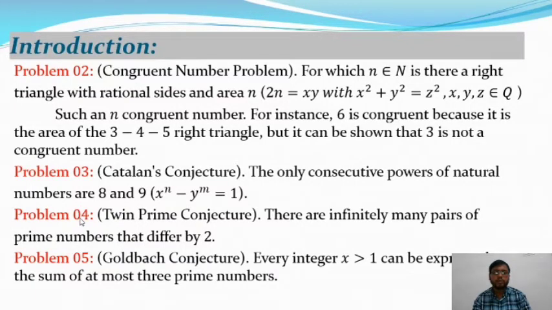Moving on to the fourth problem, the twin prime conjecture. The problem is: there are infinitely many pairs of prime numbers that differ by 2. And the fifth problem is the Goldbach conjecture: every integer x greater than 1 can be expressed as the sum of at most 3 prime numbers. These problems have either been solved recently or are still open. Now let us move on to the next slide.